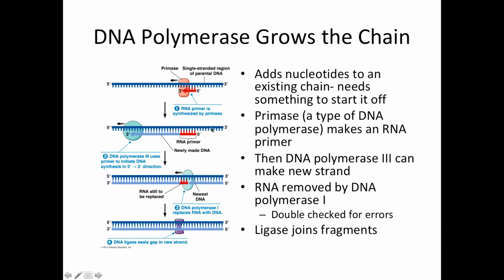Here, DNA polymerase 3 is the one that makes the chain, and then DNA polymerase 1 will come back in and replace that RNA primer with DNA. Again, ligase will come and seal all the gaps. Ligase seals everything together.